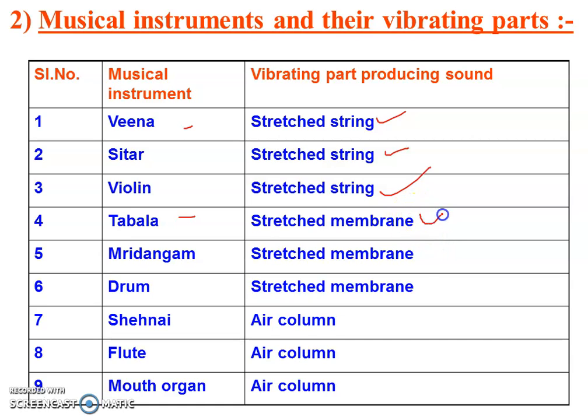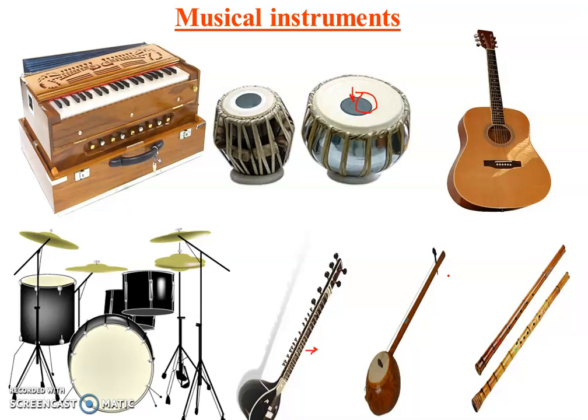In the mridangam, there is also a stressed membrane. In a drum, there is also a stressed membrane. When we hit this stressed membrane, we get the sound. In morning assembly, you can see there are a few drums, congo, and when we hit them, we get the sound.